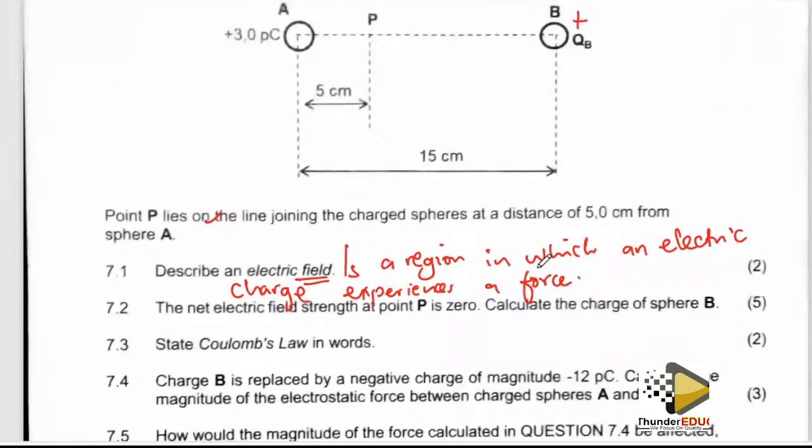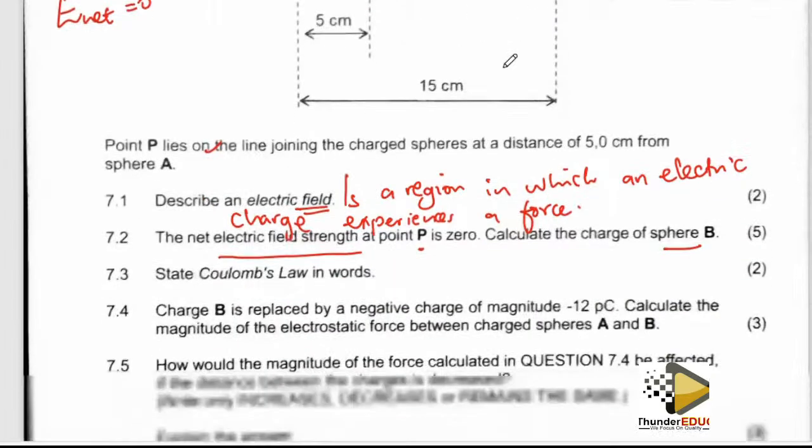Then 7.2, they want us to get the net electric field strength at P. They're telling us the net electric field strength at P is 0. So E net is 0 at P. Can we calculate the charge on sphere B? Which means we're going to look at the electric field at P as a result of A, and then at P as a result of B, and then we get the net that they want. Since both of them are positive, there's going to be some bit of repulsion.